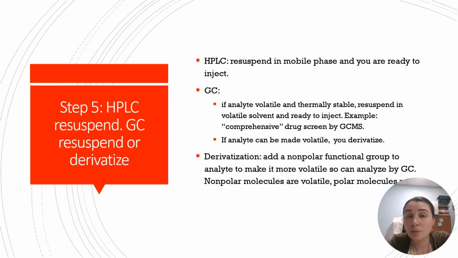Step 5, if you're using an HPLC, then you resuspend in mobile phase and you're ready to go. If you're using a GC and your analyte is volatile and thermally stable, you resuspend it in a volatile solvent and you're ready to inject. This happens especially in those comprehensive drug screens by GCMS. If your analyte can be made volatile, you will have to derivatize, and we'll talk about that on the next slide. The derivatization is the addition of a nonpolar functional group to your analyte that makes it more volatile so that you actually can see it by GC.